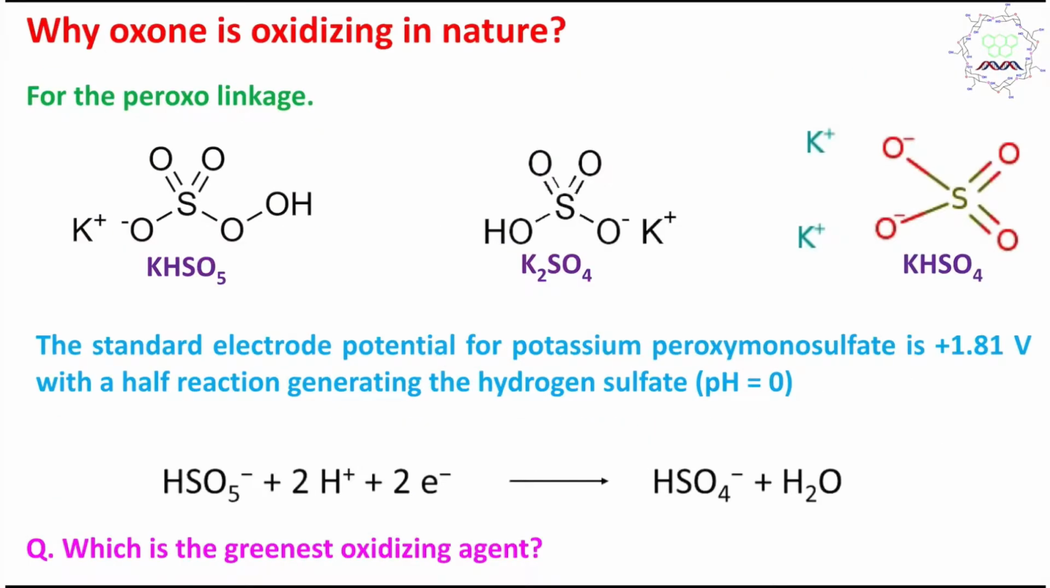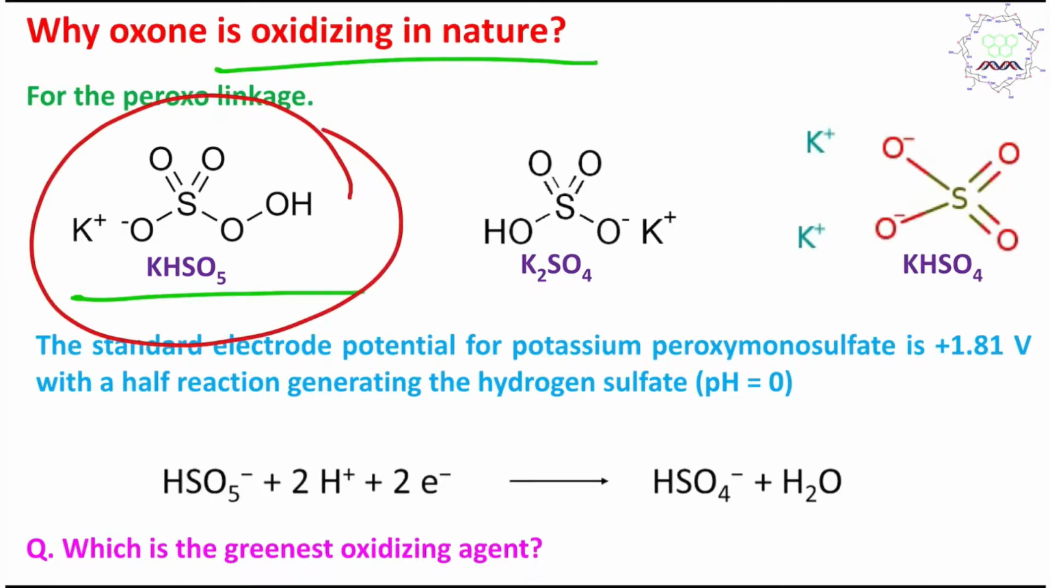Now the second most important question: why is oxone oxidizing in nature? So this is the structure of, actually the whole mixture is the structure of oxone, and the main active component is this potassium persulfate.